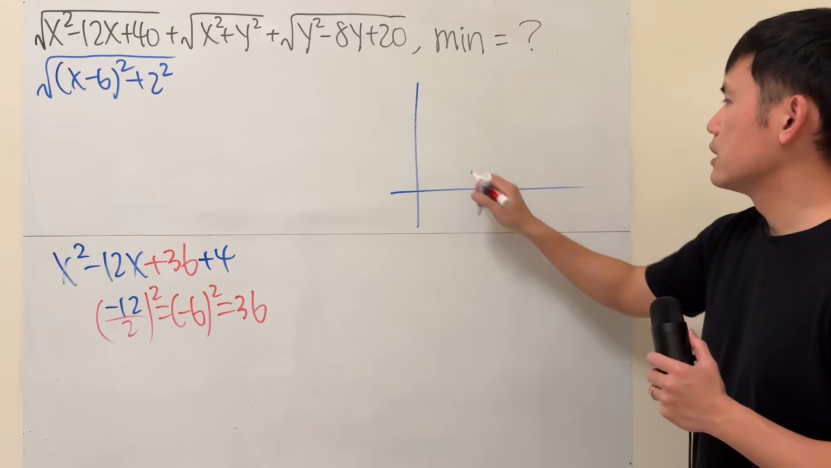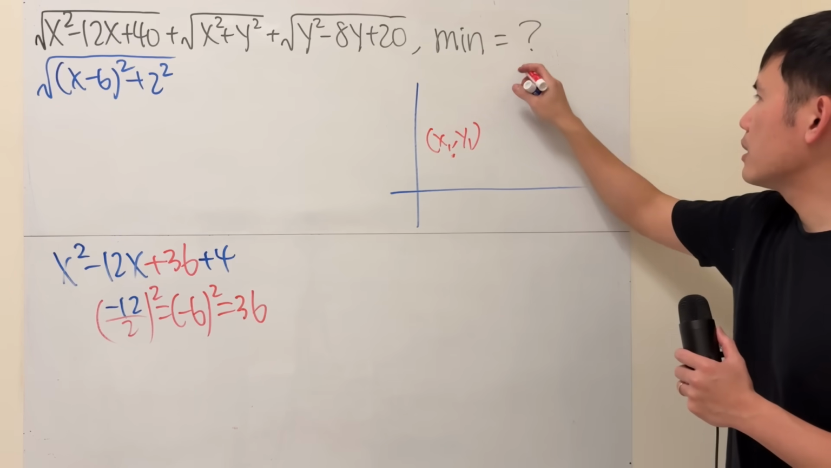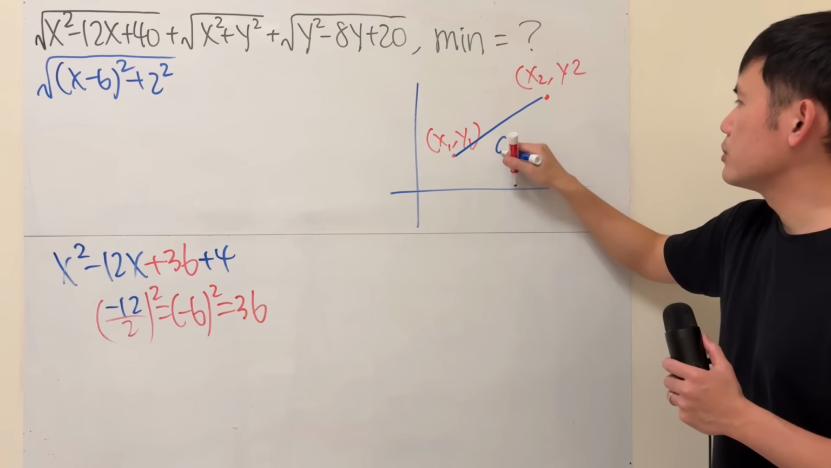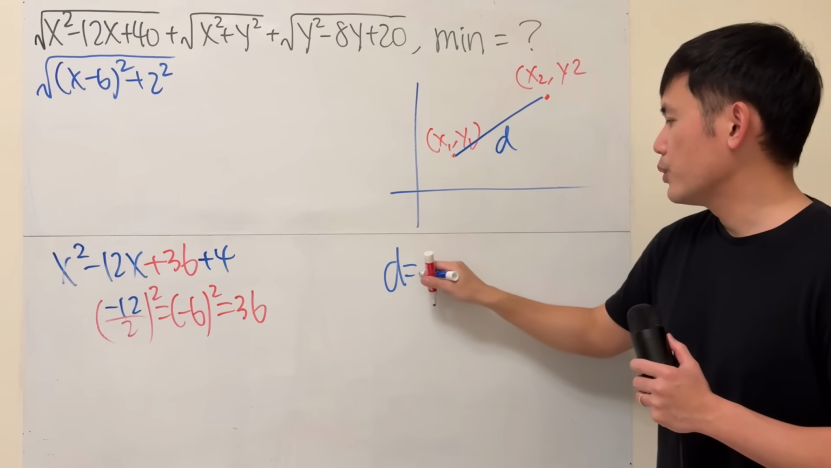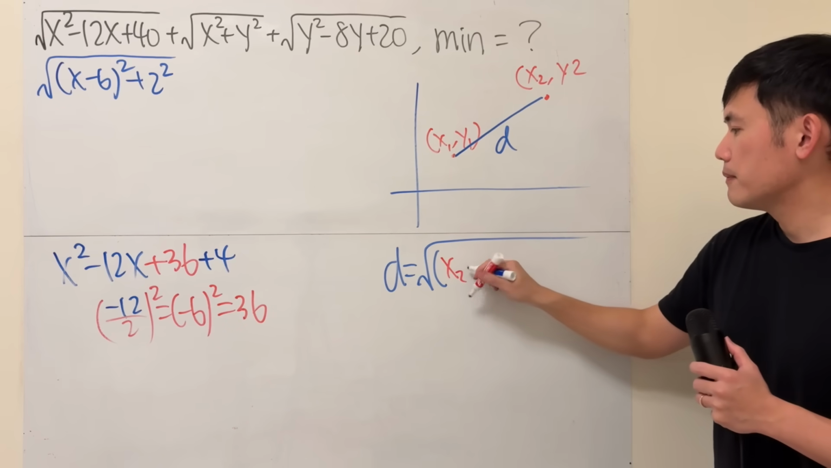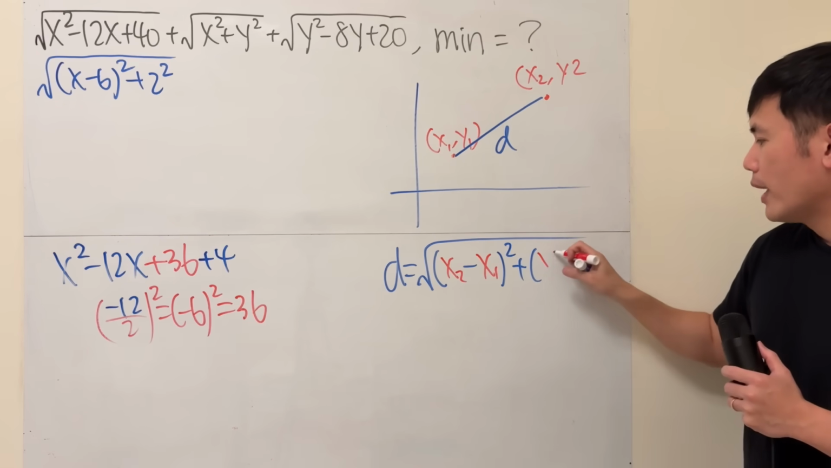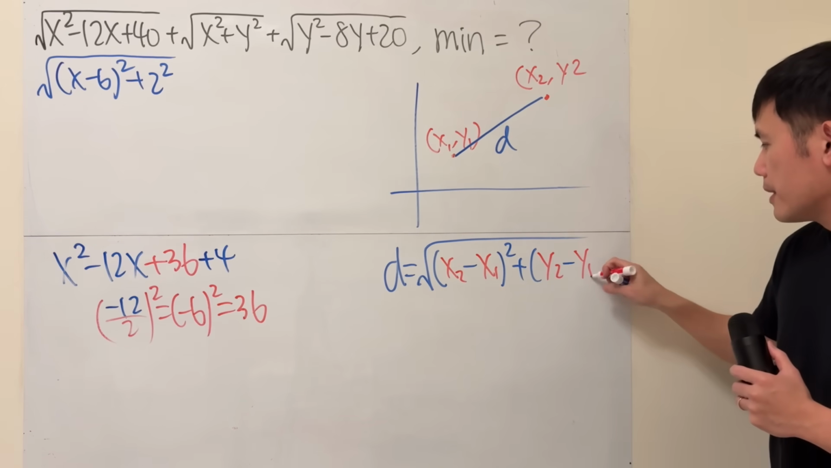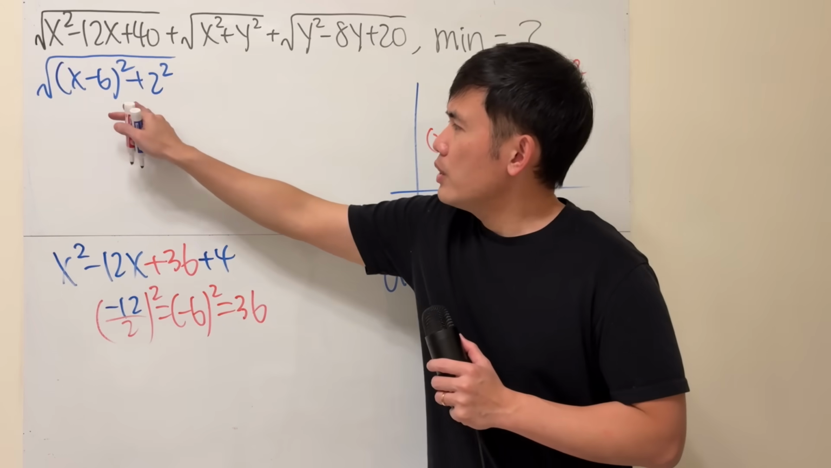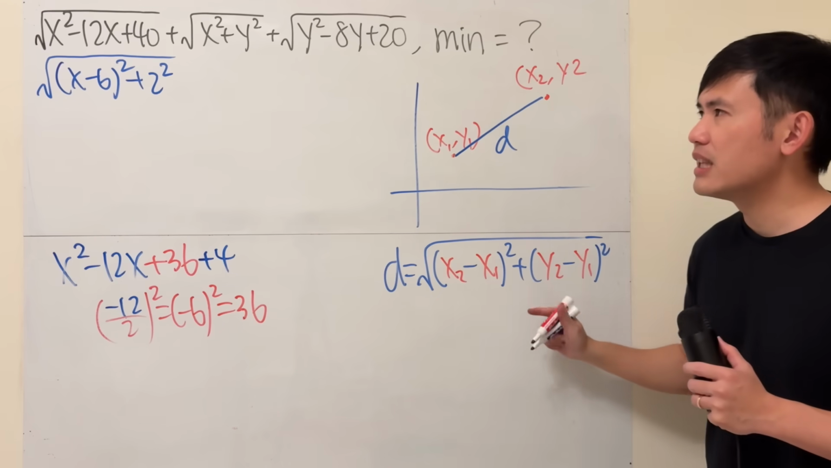Suppose we have 2 points. Let's say we have x1, y1, another point here, x2, y2. To find the distance between these 2 points, distance is equal to square root of x2 minus x1, and then square that, plus y2 minus y1, and then square that. Have a look. Square root and then sum of 2 squares, just like this right here. So this is the idea behind that.